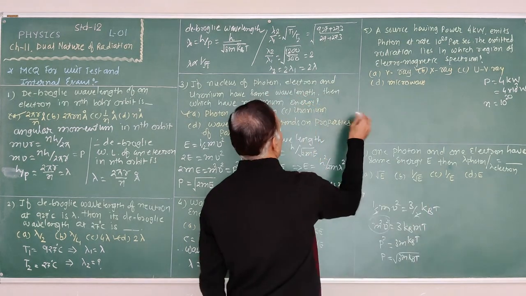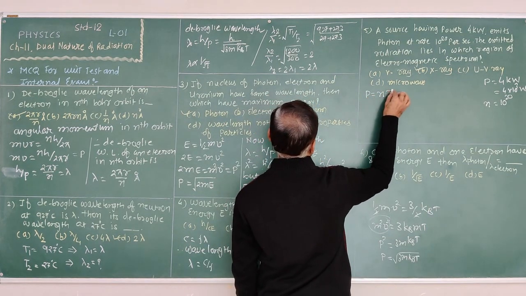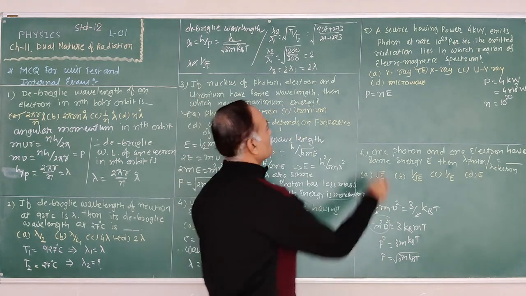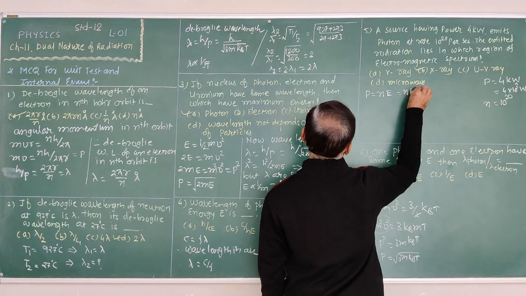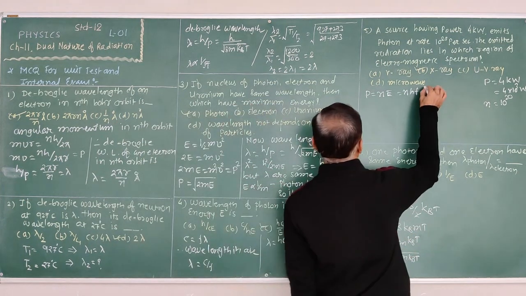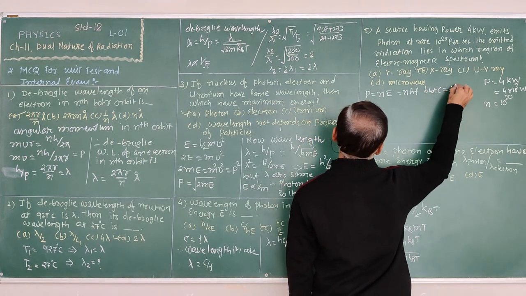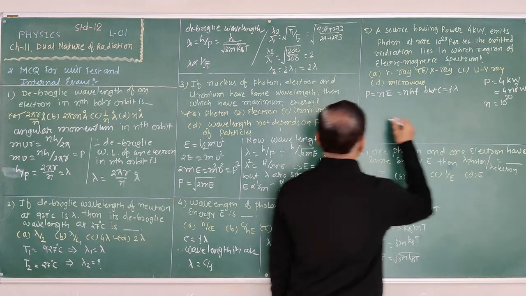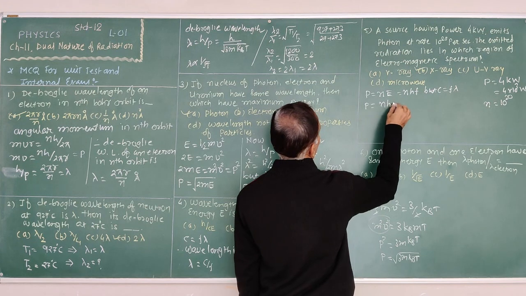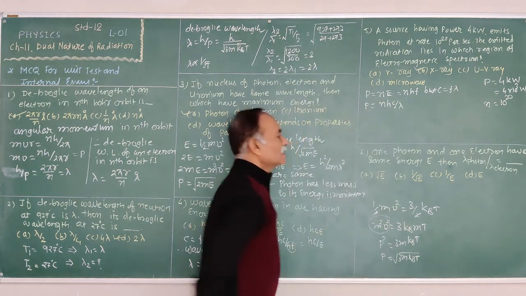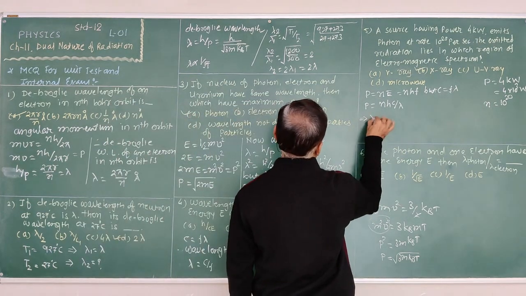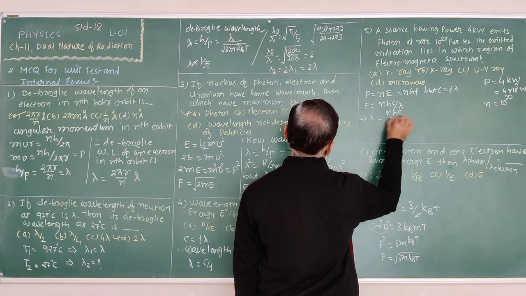Now we know that the power P is equal to N times E, and E is equal to hf, that means P = Nhf. But we know that c is equal to f lambda, therefore f is equal to c upon lambda. Therefore, power P is equal to Nhc upon lambda. Therefore, lambda is equal to Nhc upon power.